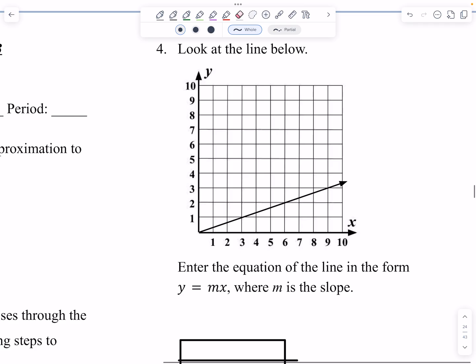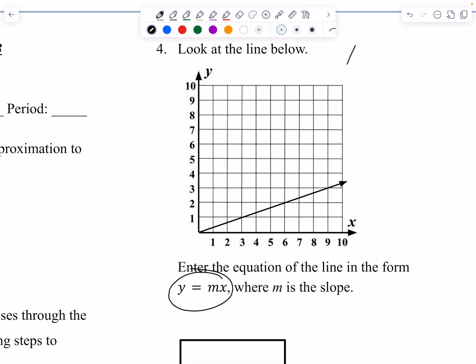Look at the line below. Enter the equation, so they told us how to write it. And remember, my favorite equation of all time is y equals mx plus b, because that is what you learned in 8th grade. Because in 7th grade, it was basically this right here, which was proportional. And then in 8th grade, you learned, I'm going to move it up and down on the y-axis. That's your b.